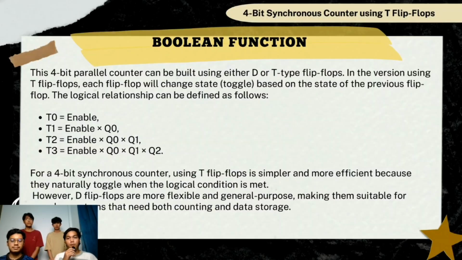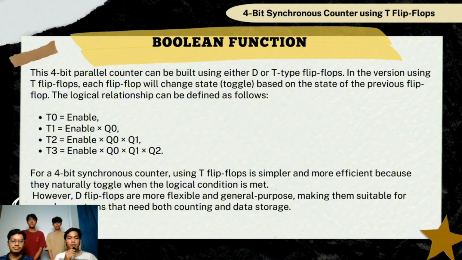Boolean function for 4-bit synchronized counter using T flip-flop. This 4-bit parallel counter can be built using either T or D type flip-flop. In the version using T flip-flop, each flip-flop will change state, which is toggle, based on the state of the previous flip-flop. The logical relationship can be defined as follows.